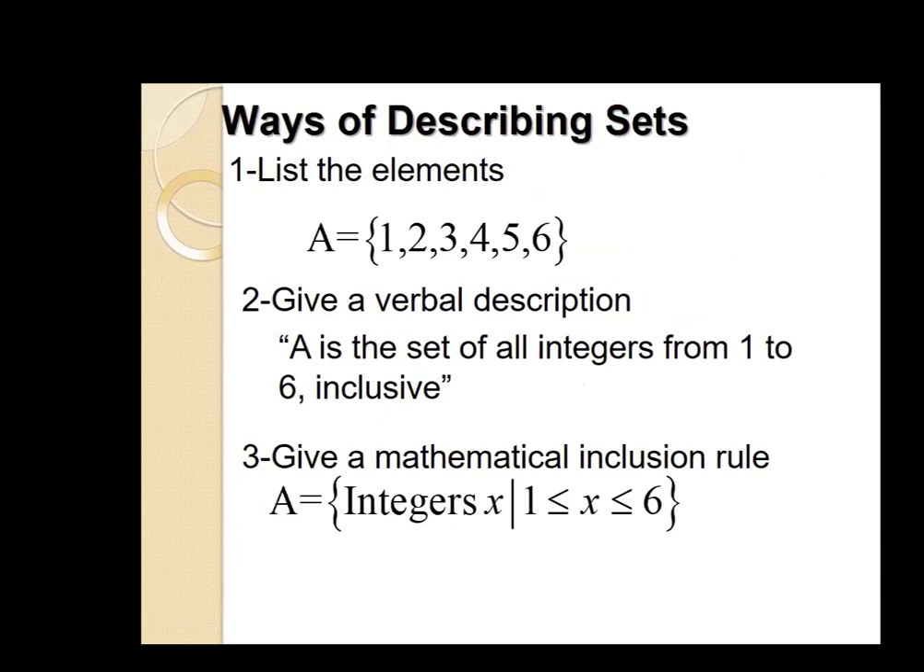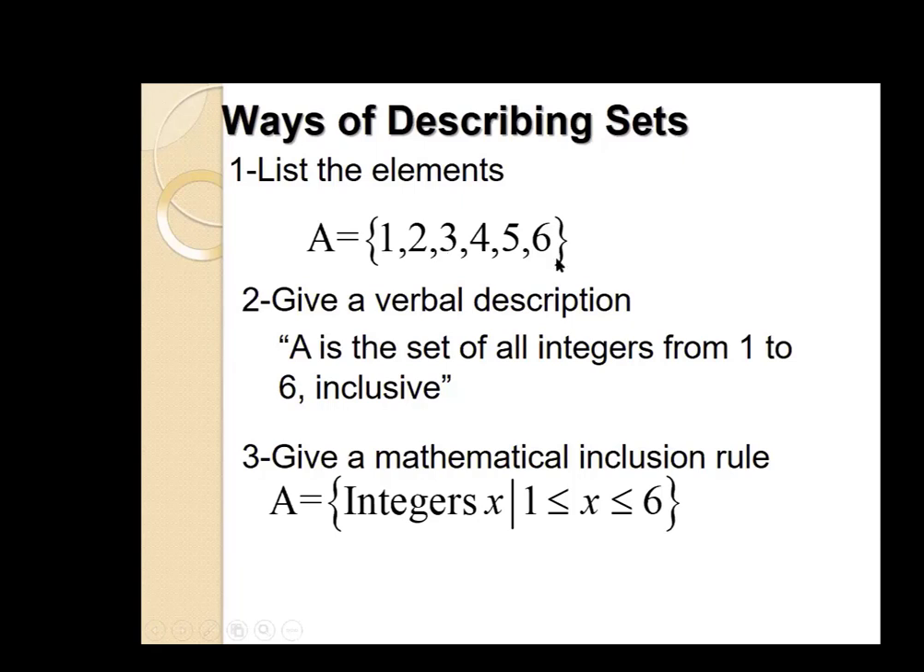Now, how many ways are there for describing a set? Particularly, we have three types of representing or describing a set. Number one is to list the elements. It means you can simply represent the elements or objects of the set in the form of a list. Here you can see A is denoted as the name of the set, which is equal to {1, 2, 3, 4, 5, 6}. This is a set A which starts from 1 and ends with 6.